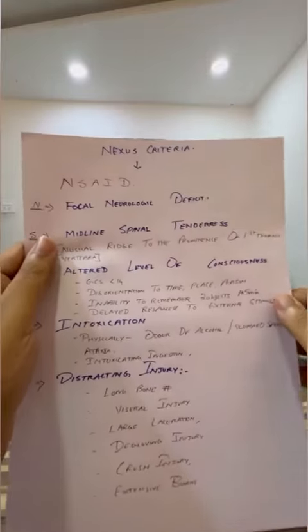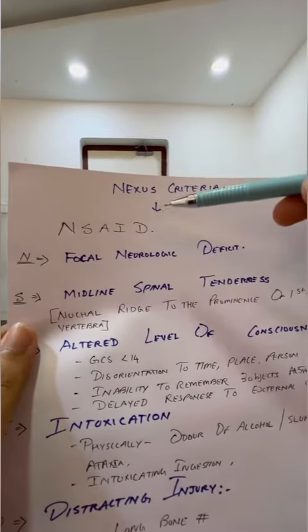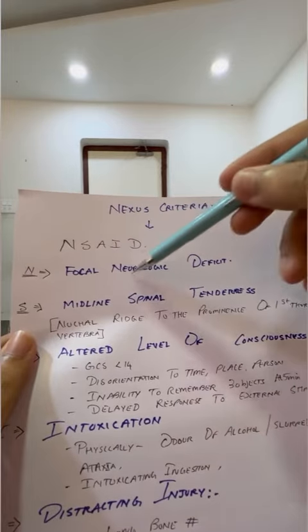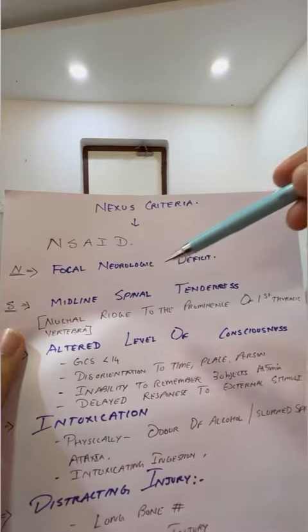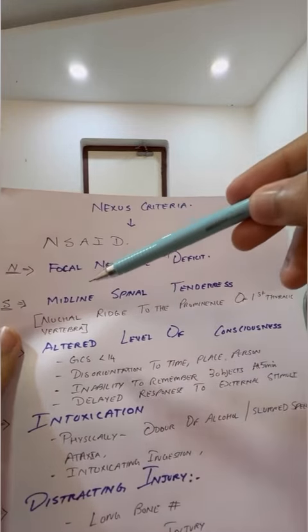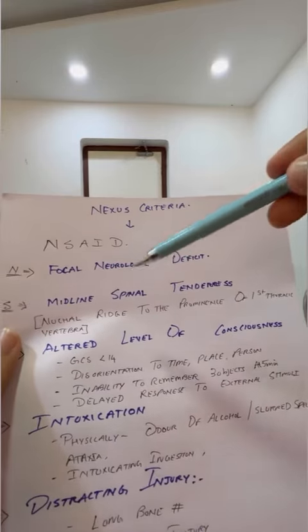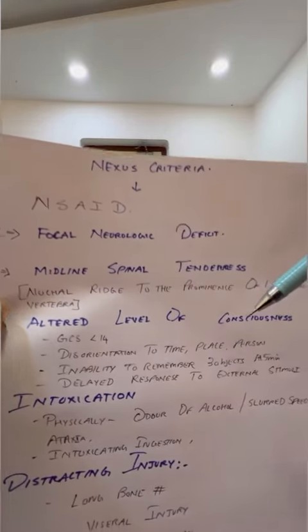So this is the NEXUS criteria. For this we have a mnemonic called NSAID, and N stands for focal neurologic deficit, and S for midline spinal tenderness. In this you can find the tenderness around the nuchal ridge to the prominence of the first thoracic vertebra. And coming to the A, there is altered level of consciousness.